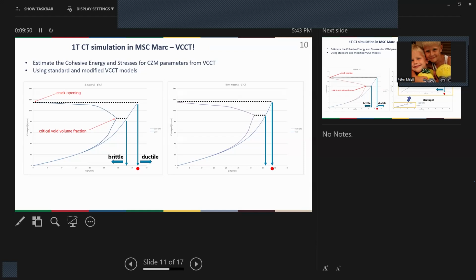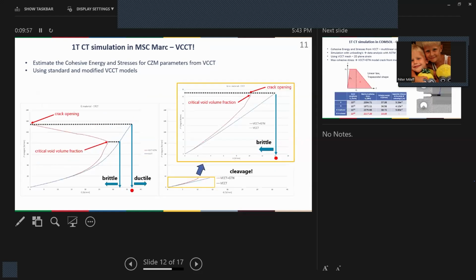We did this for the B material, unirradiated and irradiated, and we also did this for the G material. And we also saw here that after a very short simulation, it came out as a brittle crack. So we also got only one energy release rate value.